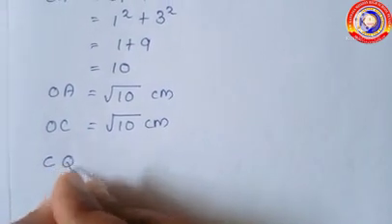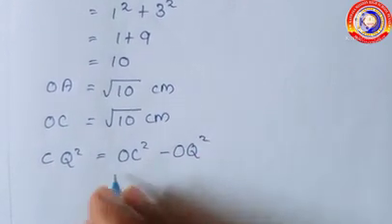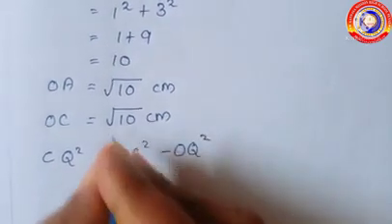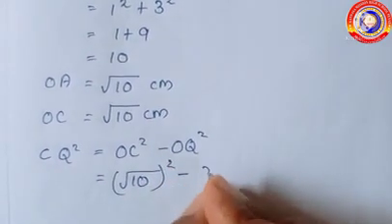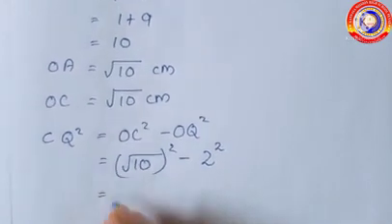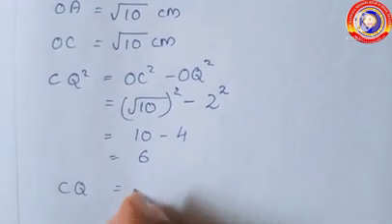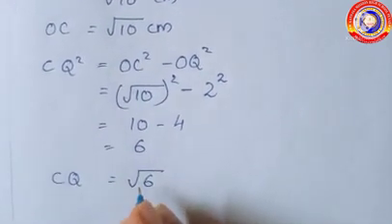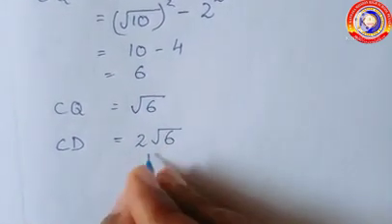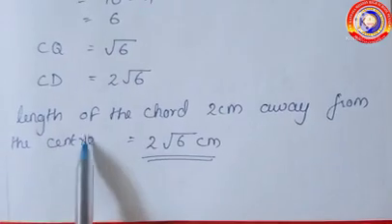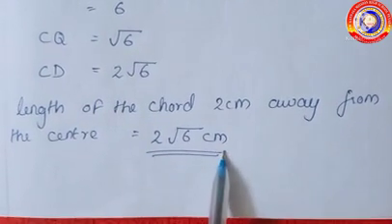Then CQ square is equal to OC square minus OQ square. Here OC square is root 10 the whole square minus OQ square, that is 2 square, which is equal to 10 minus 4, which is equal to 6. Then CQ is equal to root 6. Then CD is equal to 2 root 6. Therefore, length of the chord 2 cm away from the center is equal to 2 root 6 cm.